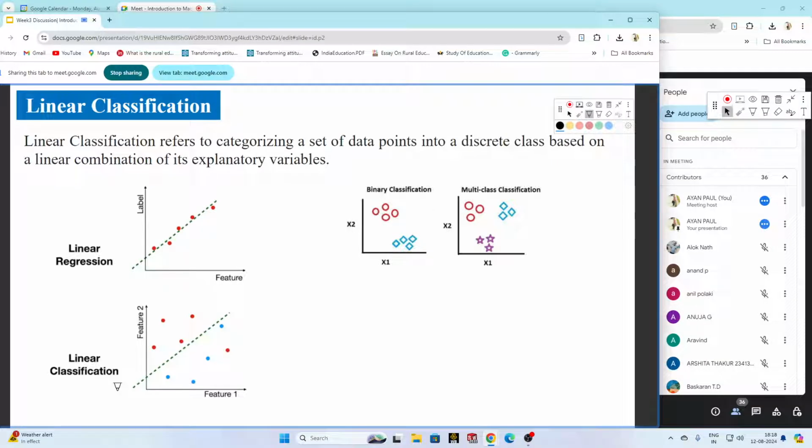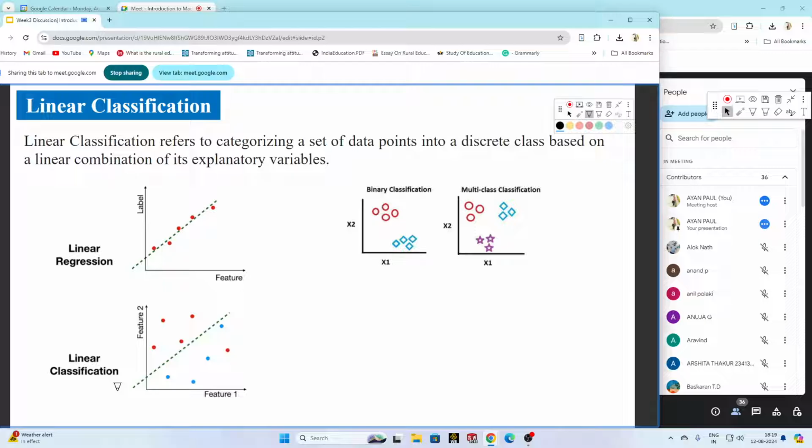Now classification can also be of two categories. One is binary classification, the second is multi-class classification. Generally multi means more than one, but not in machine learning. In machine learning, multi means more than two, because for two classes we generally use binary classification.